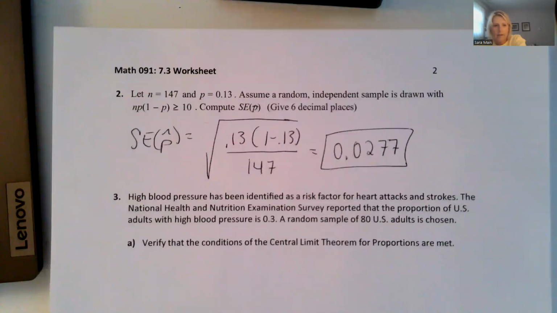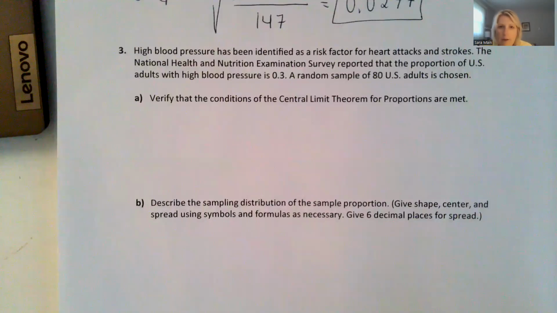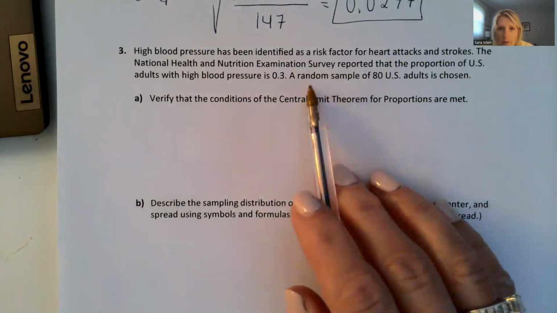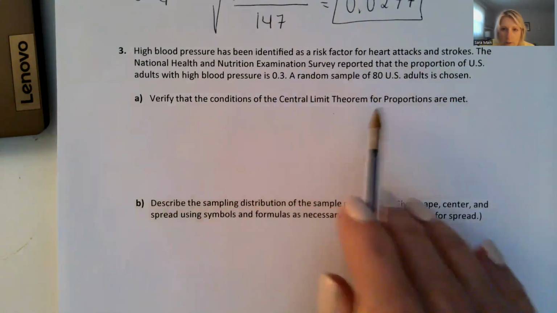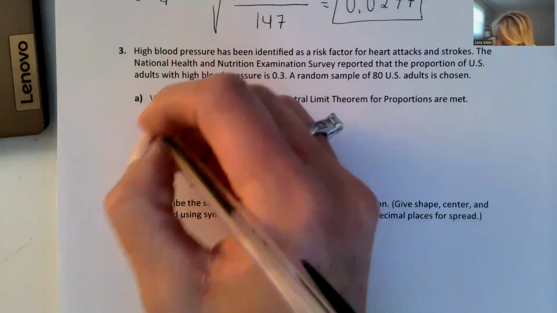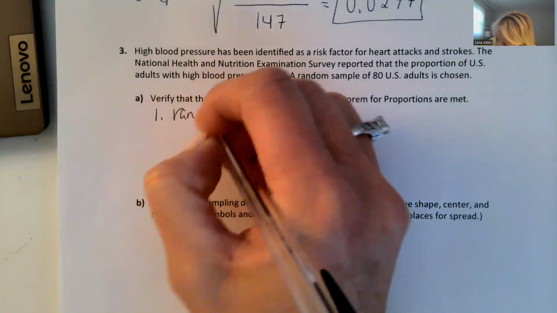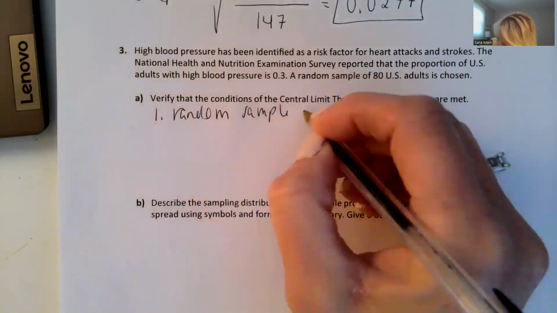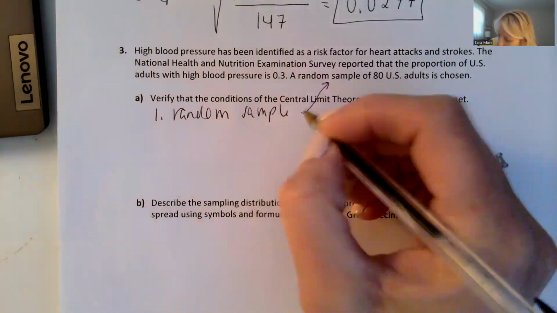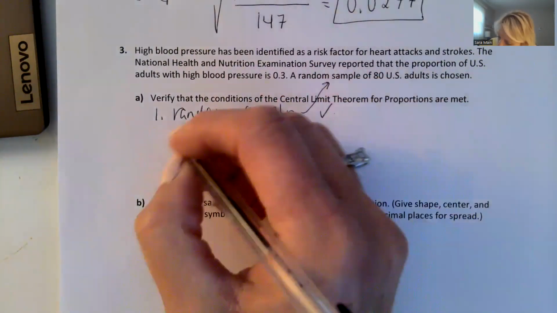Next, it says high blood pressure has been identified as a risk factor for heart attacks and strokes. The National Health and Nutrition Examination Survey reported that the proportion of US adults with high blood pressure is 0.3. A random sample of 80 US adults is chosen. Verify that the conditions for the central limit theorem for proportions are met. The first thing is we're checking to see if we have a random sample, and it did tell us that right there, so we can check that off.